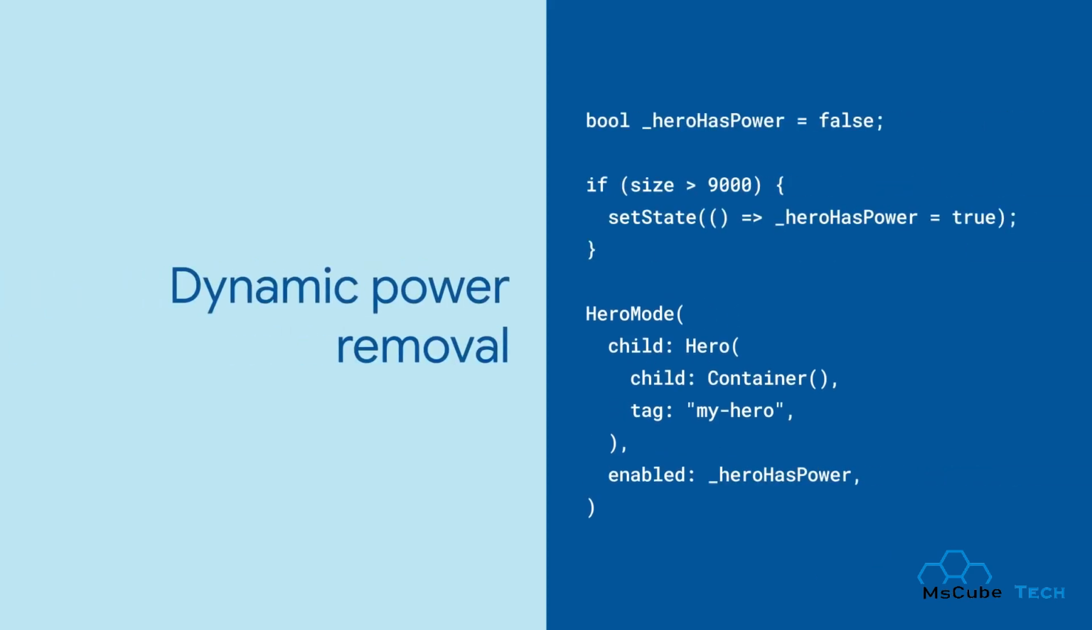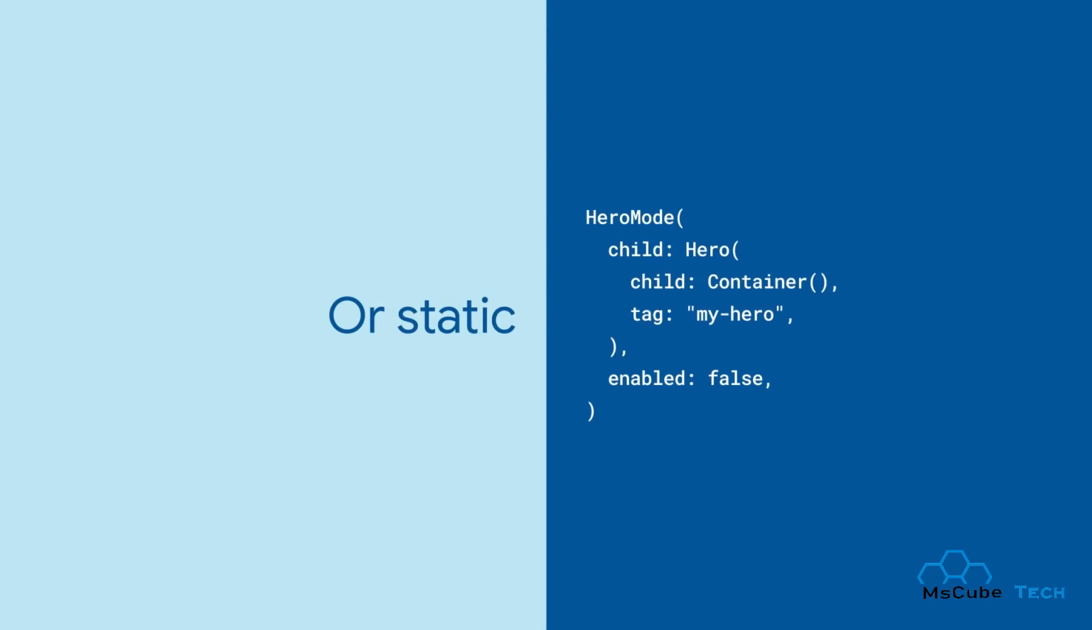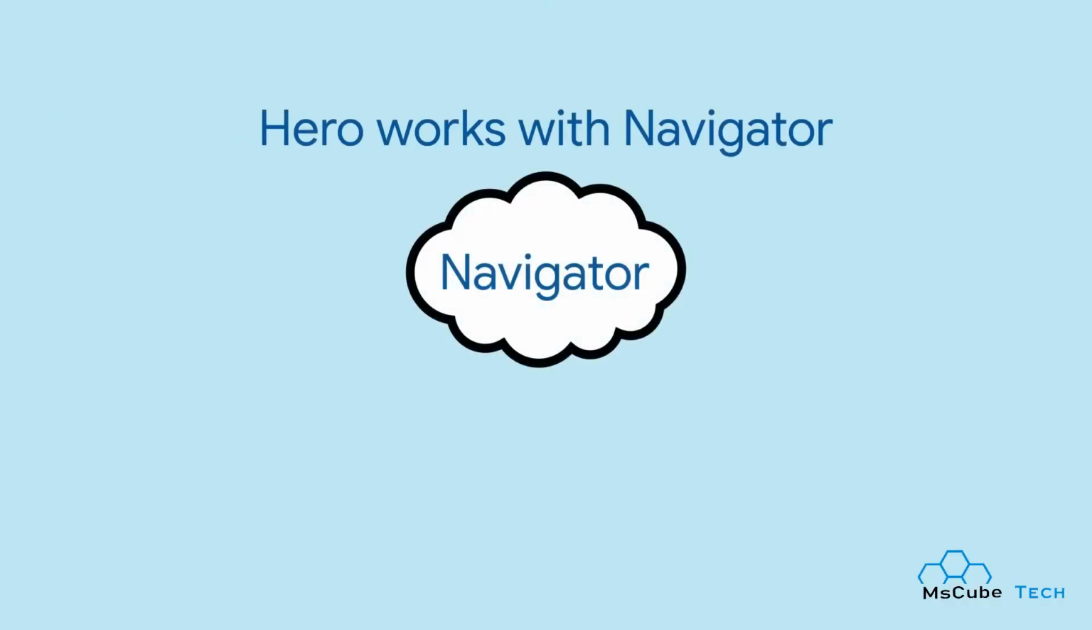You could do this dynamically, enabling or disabling the hero based on some change, like if the widget is a certain size. Or maybe explicitly disable it in a part of the tree you know doesn't need a hero. But when is that? The hero animation collaborates, like all good heroes, with a navigator to keep track of what the widget needs to do between routes.